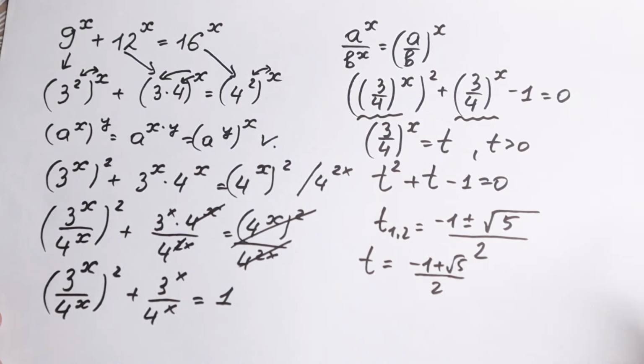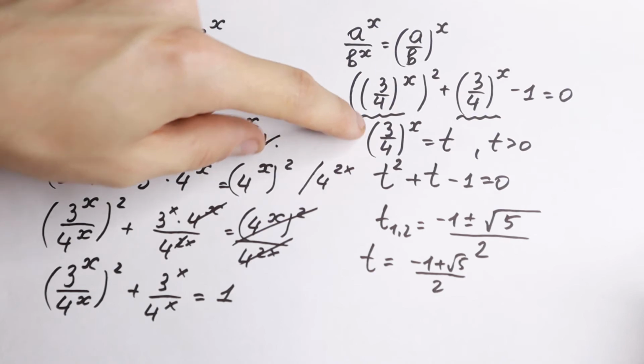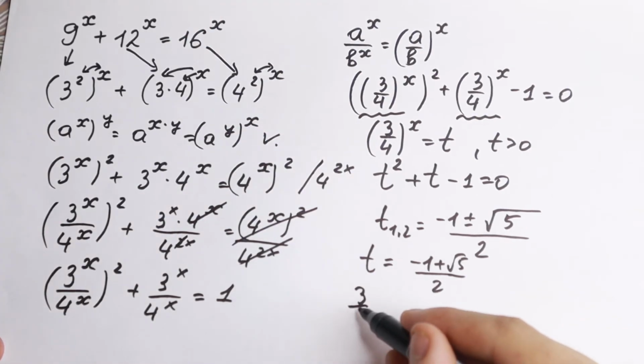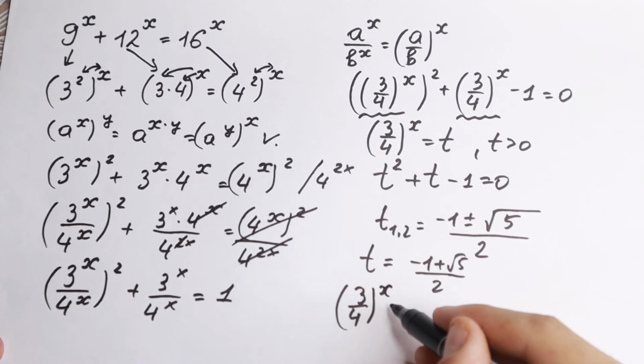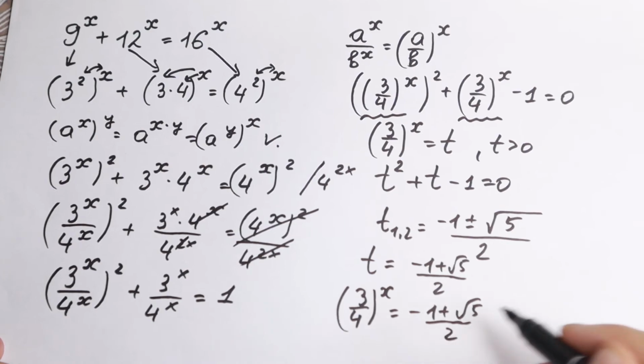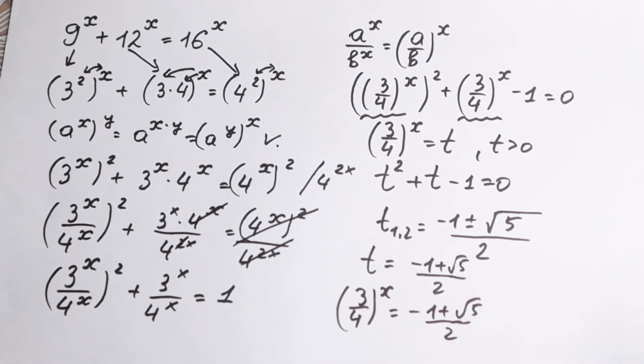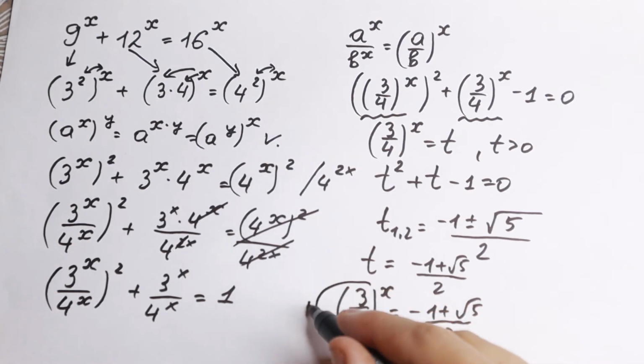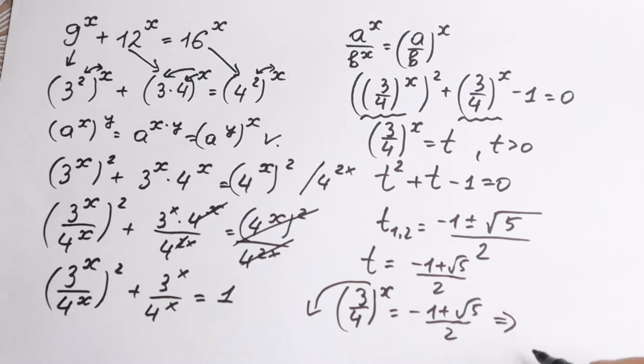And let's go to our substitution, where we have 3/4 to the x equal to t. So we have 3/4 to the x equal to minus 1 plus square root of 5 over 2. Yeah, so we have this expression, taking log on both sides, and we'll have our answer. If we take log on both sides, this x jumps right here, so we will have our answer. So our x equal to, right here, square root of 5 minus 1 over 2, and of course log base 3/4.